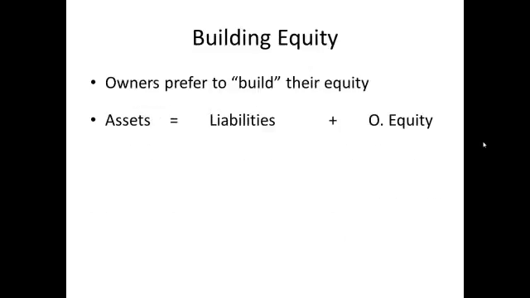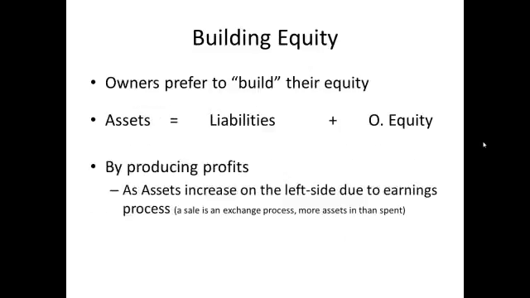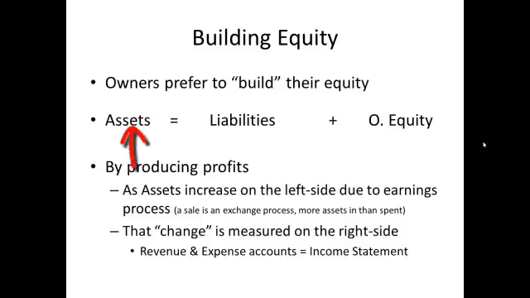Again, owners prefer to build their equity by producing profits. As assets increase on the left side due to earnings process, and any sale is an exchange process, more assets are coming in than are spent, that change is measured on the right-hand side in the owner's equity category in the revenue and expense accounts. Those revenue and expense accounts comprise the income statement, the very first financial report that's pulled off at period end.